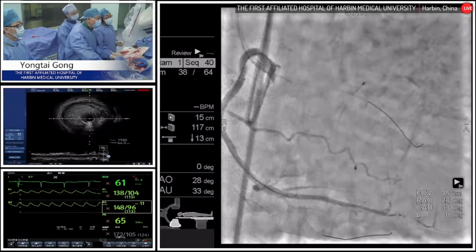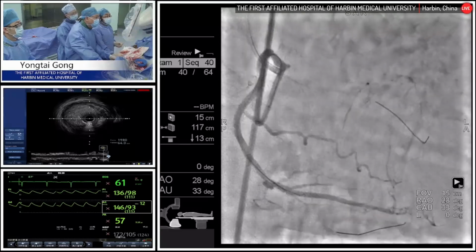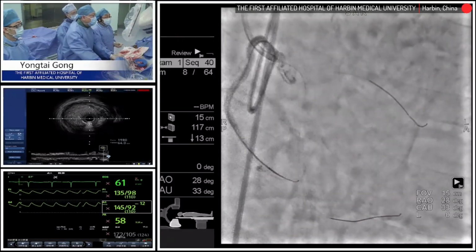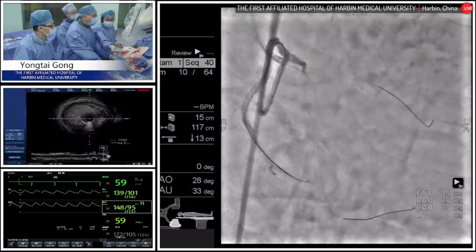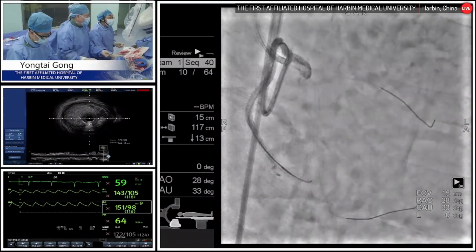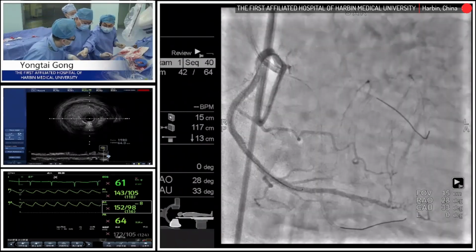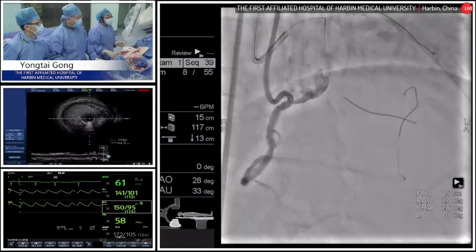We choose the one in the middle, the relatively clear, relatively straight one. The wire goes into the mid part of the septum, but it has some resistance and some difficulty going up continuously. I will view the imaging. Okay, let me play it back for you.